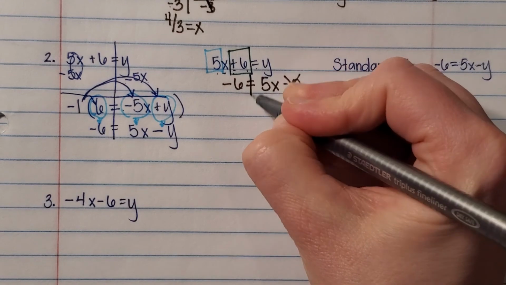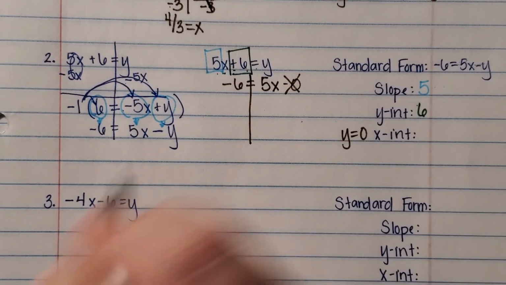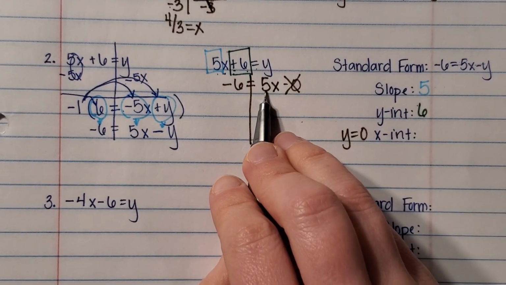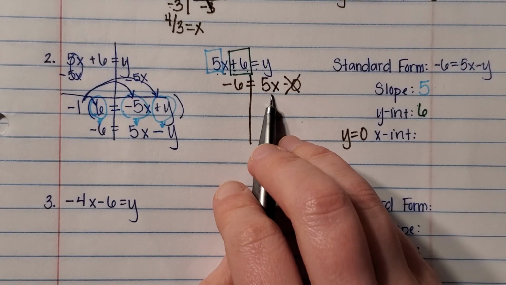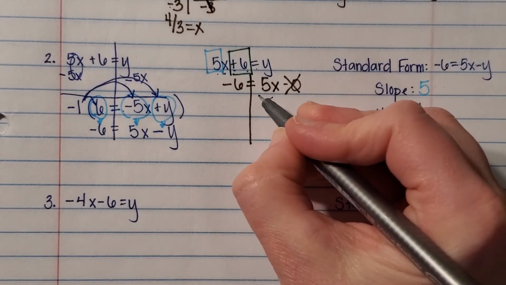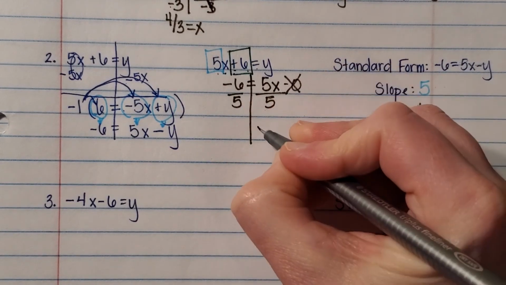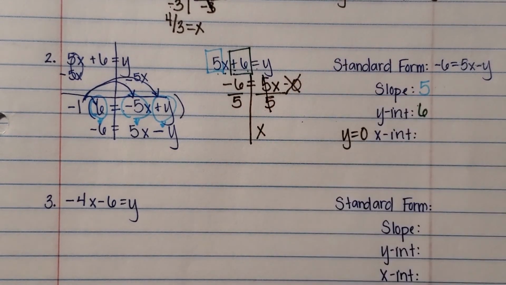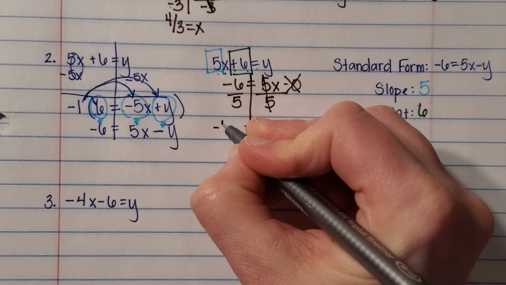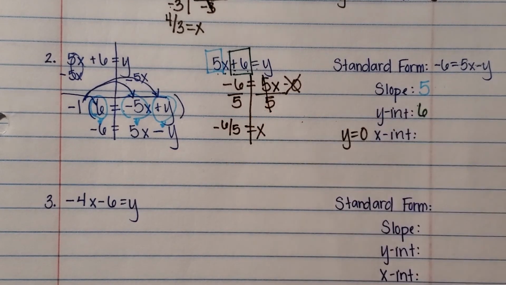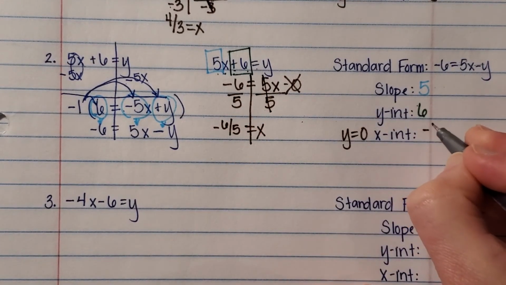Now my goal is to get my variable all by itself, so that tells me I need to get rid of 5. To get rid of 5, we got to do the opposite of what it's currently doing, and it's currently multiplying, so I'm going to divide both sides by 5. I'm left with x, because 5 divided by 5 is 1, equals negative 6/5. Once again, you could change that to a decimal if you want, or just rewrite it as a fraction.